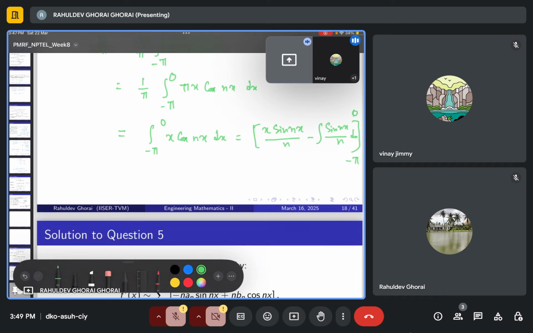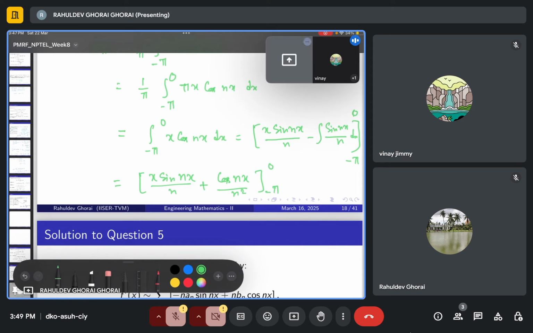So then what will happen? It will be equal to x sin nx over n minus, but the integration of sin nx will be minus cos nx, so that will be plus cos nx over n squared, another n will come, from minus pi to 0.